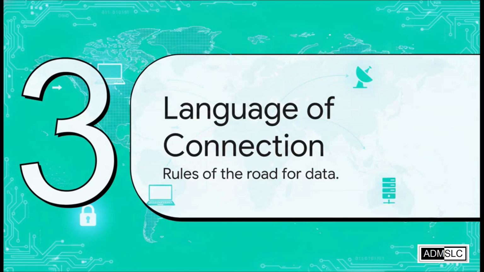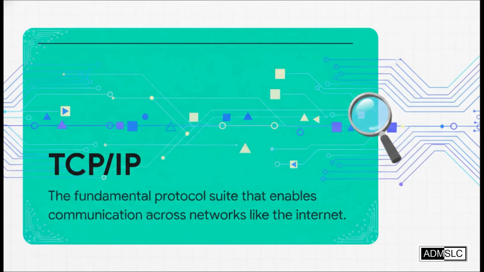Okay, so we've got our map, we've got our system, but now all of these different devices need to speak the same language so they can actually communicate. In the world of networking, this language is called a protocol. Think of it as the official rules of the road for how data gets from point A to point B. And the undisputed king of all these rulebooks is TCP/IP. It's not just one rule, it's a whole collection of them.